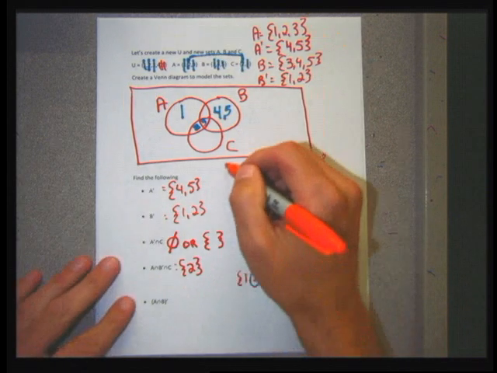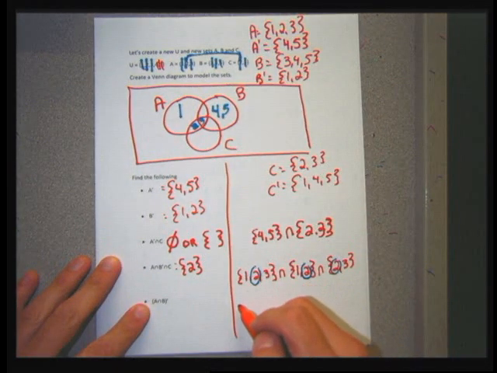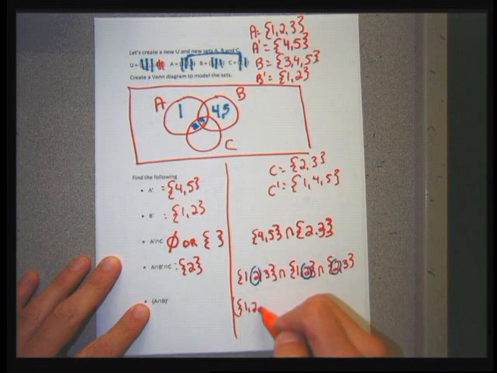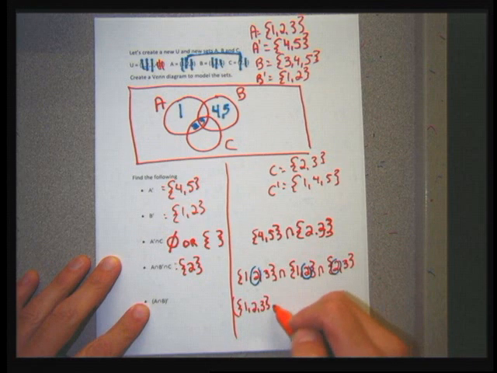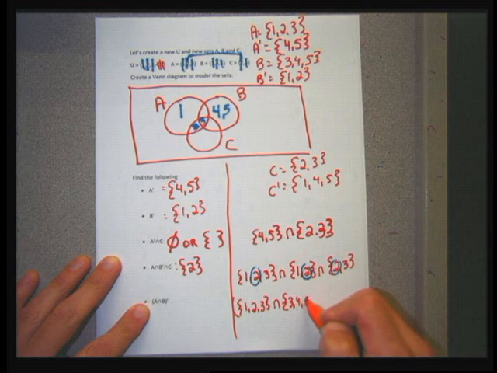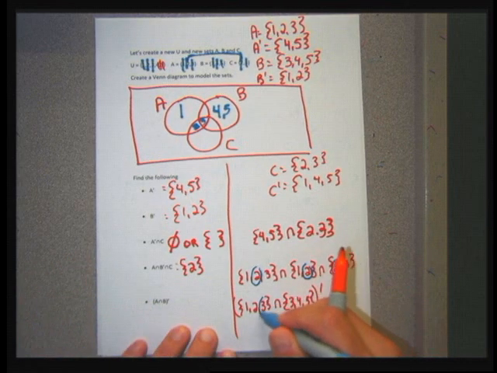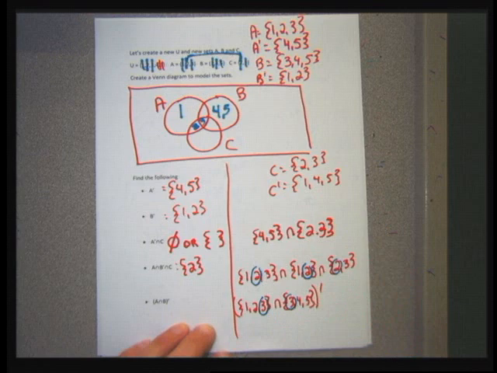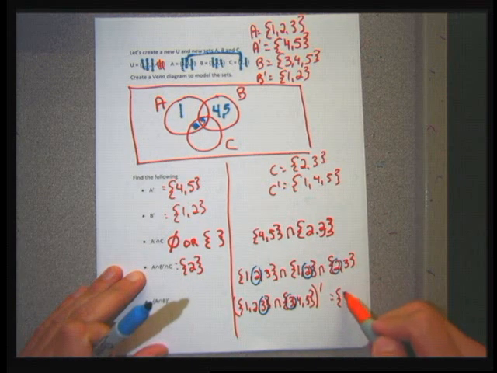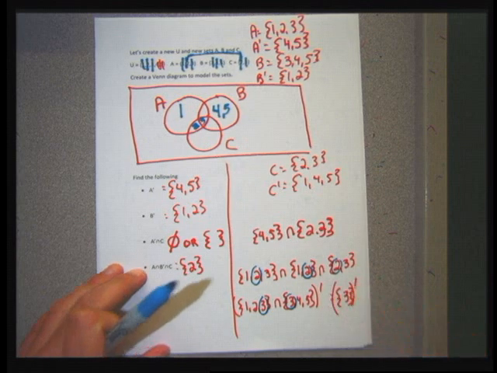And the last one I'm going to do here is A intersection B prime. First I'm going to find out what A intersection B is, and then I'll do the prime. A is 1, 2, and 3. B is 3, 4, and 5. The intersection of those two sets is the number 3. That's the only thing A and B have in common. That's the A intersection B part. Now I want to do the prime.